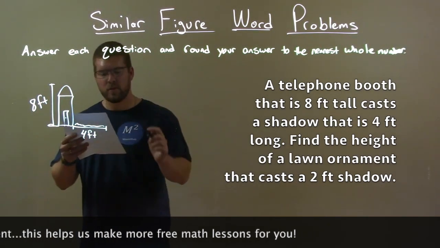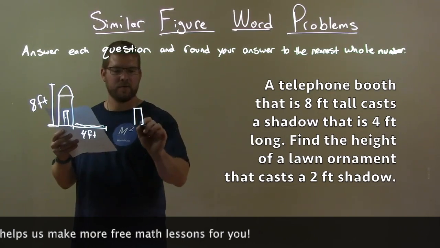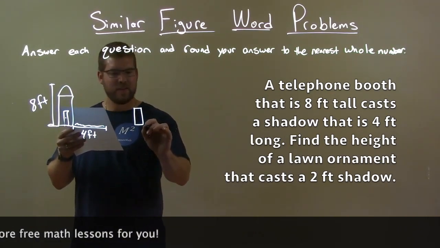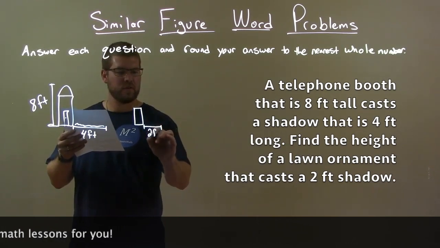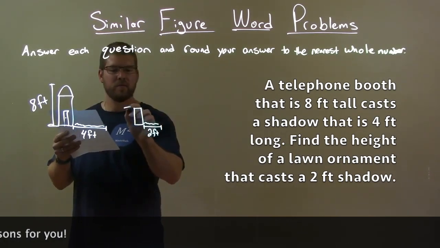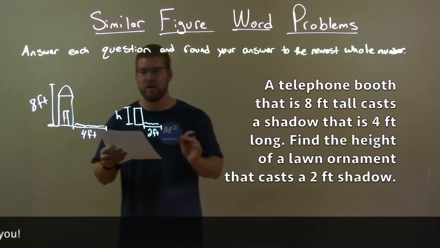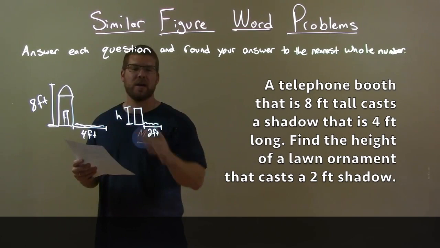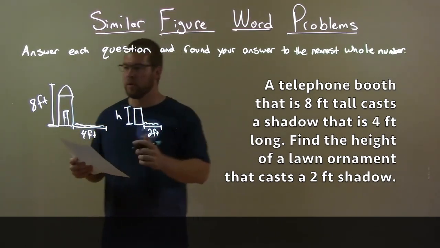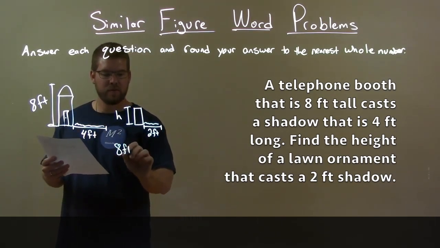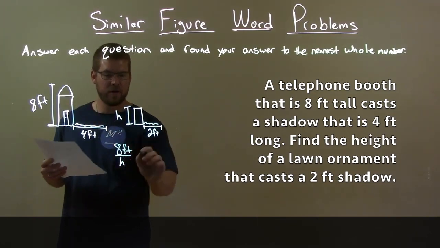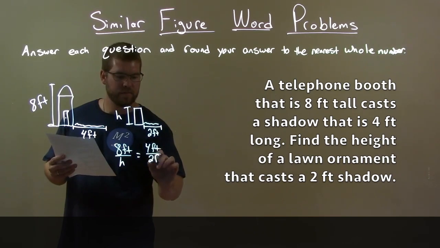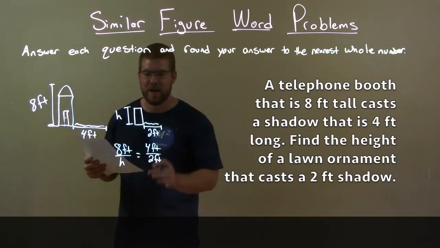Now, we have a little lawn ornament, a little rectangle. I don't know what type it is, but this lawn ornament casts a 2-foot shadow. We need to find its height. So let's set up a proportion. The proportions of the heights and shadows should be the same. So 8 feet over h, both the heights, equals 4 feet over 2 feet. Now let's solve for h.